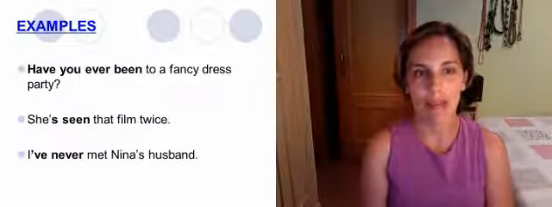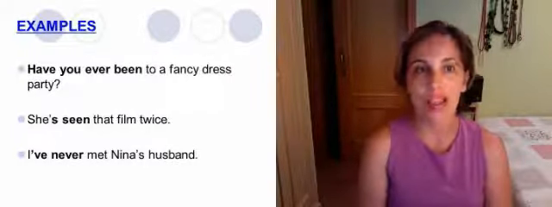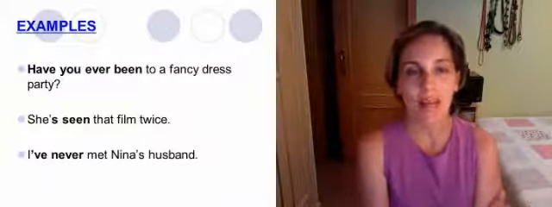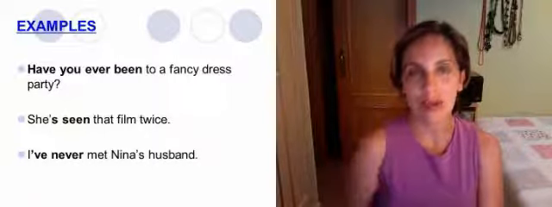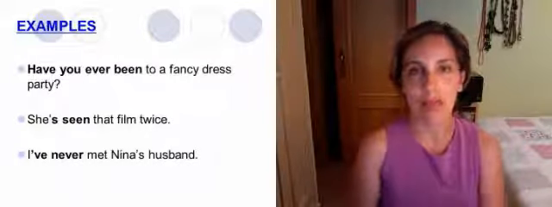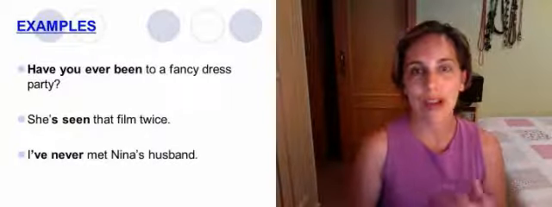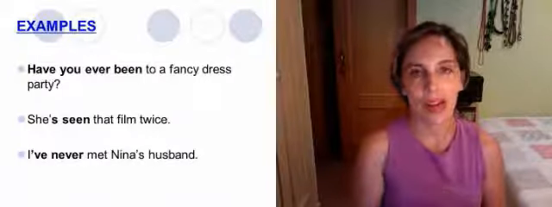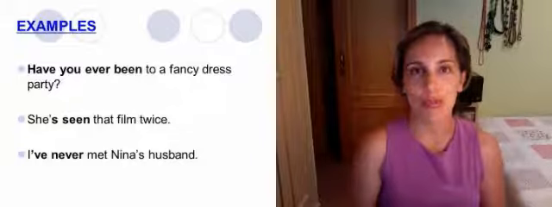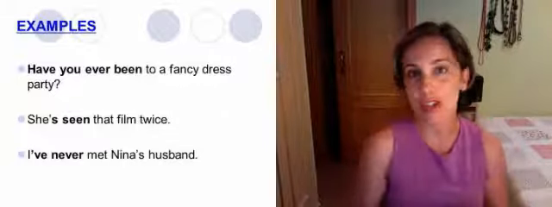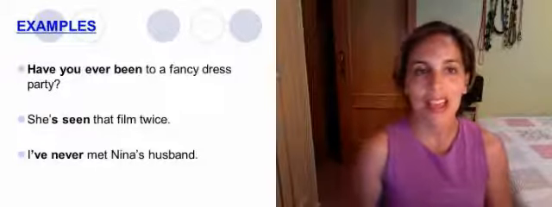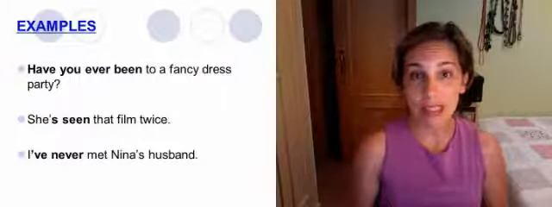Okay, you have an example in interrogative form. Have you ever been to a fancy dress party? A fancy dress party, in case you don't know, is a party where people wear costumes and carnival clothes. So you can wear a clown costume, or you can be dressed as a nurse or as a vampire, etc. Okay, the second example is in the positive.